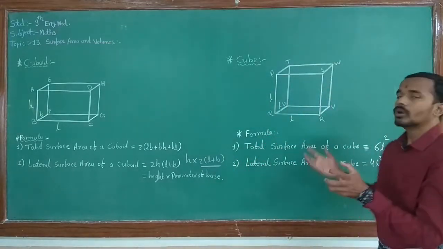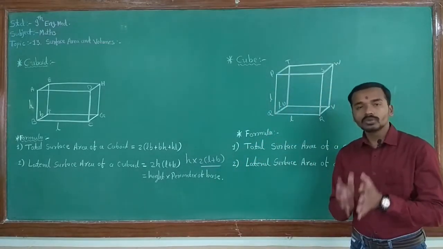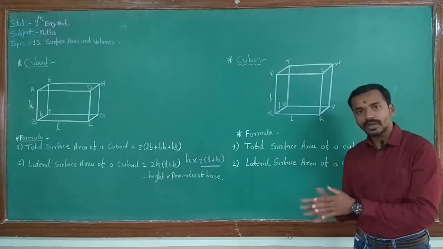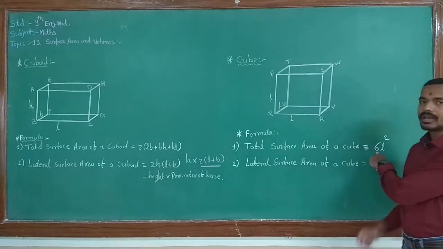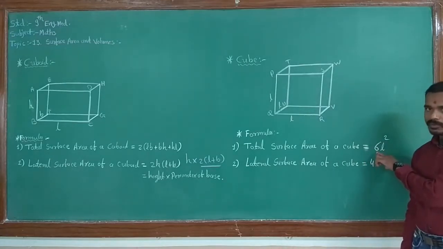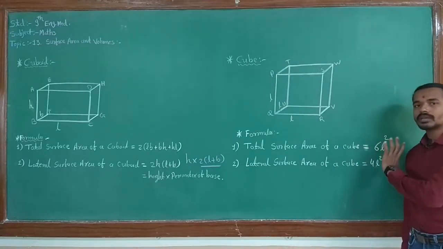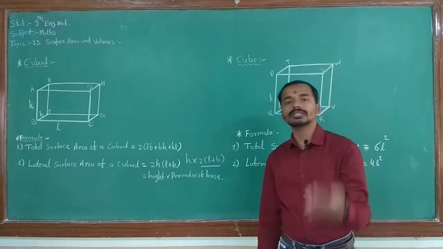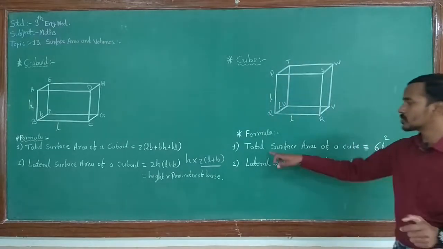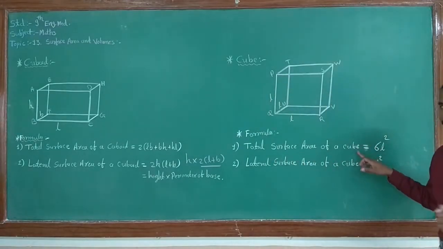So we need to do the total of the areas of all squares, that will be equal to what? 6L square. The simple formula is L square, the area of a square, multiplied by 6. Why? Because there are 6 sides. Clear? So that is the total surface area of a cube.